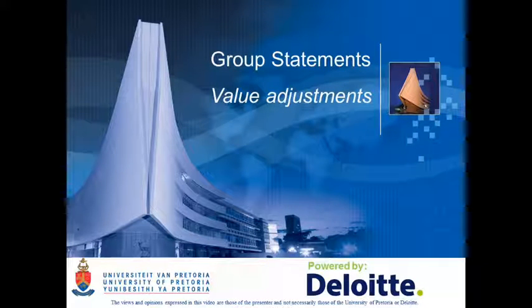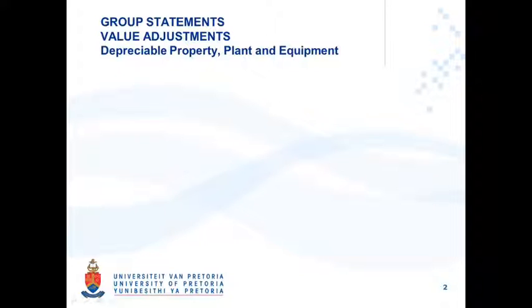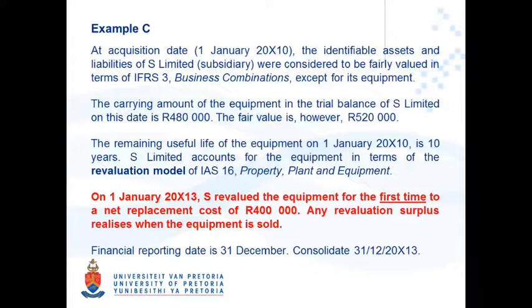Group statements, value adjustments. The effect of value adjustments on group statements, and specifically where we deal with depreciable property, plant, and equipment. Example C. At acquisition date, 1 January 2010, the identifiable assets and liabilities of S Limited, the subsidiary, were considered to be fairly valued in terms of IFRS 3 Business Combinations, except for the equipment.